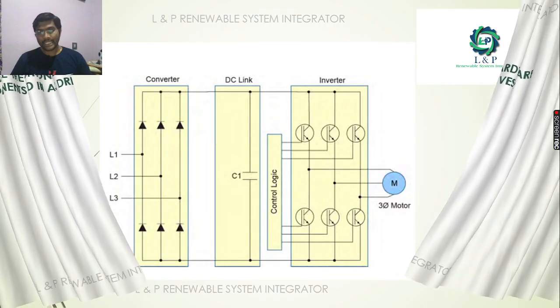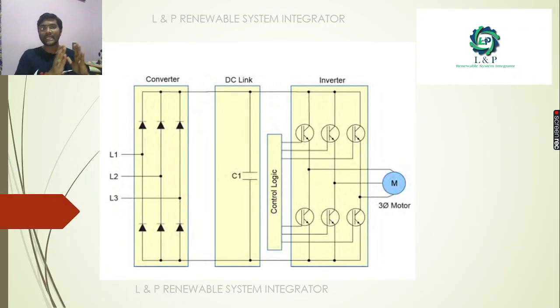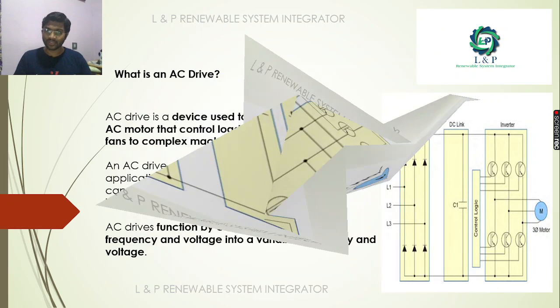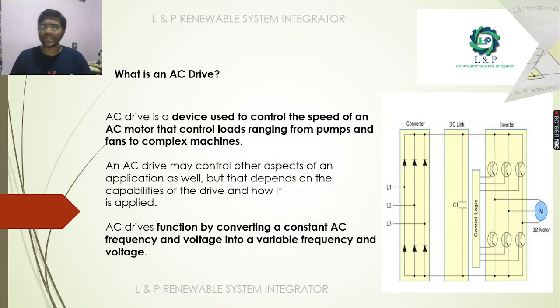So if you see an AC drive, this is how it looks. It has a converter part, it has a DC link, it has an inverter part. So with the help of these three things, we are going to control the speed of a three-phase motor. So what is an AC drive? It is a device which is used to control the speed of the AC motor, that controls loads ranging from pumps to fans and some complex machines also.